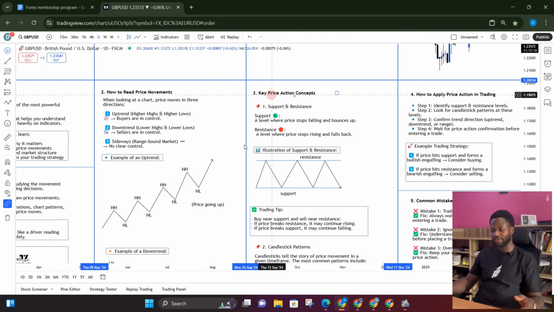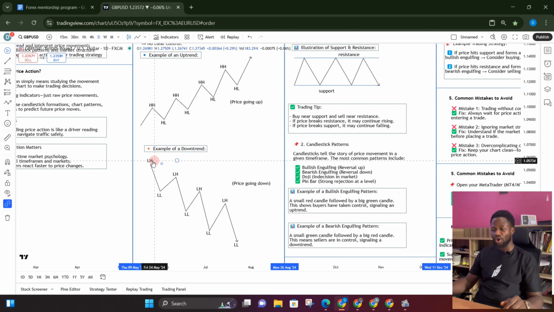So what does the downtrend do? We have it as lower high, lower low, lower high, lower low, lower high, lower low, lower high, lower low. And what does that mean? That means that the high here is lower than the high here, and the low here is lower than the low here.